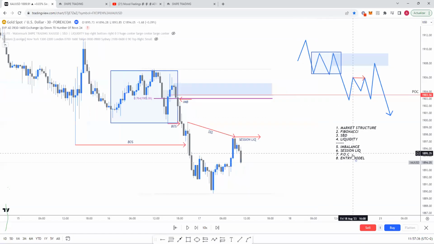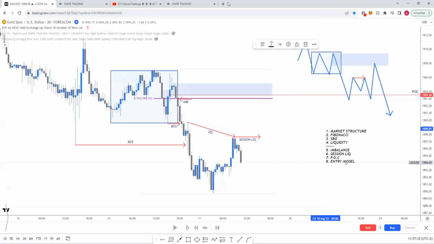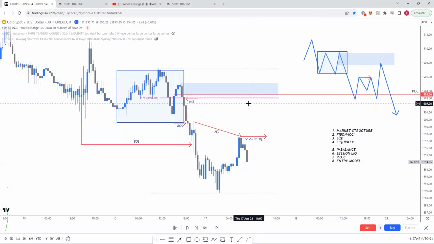So as I say, we had 8 of the 8 confluences, which means we have a great trade in front of us. That's why I shared a pending order. I was very sure. Like always, nothing is certain, but if you have 8 of 8, that means we have a great trade to trade.